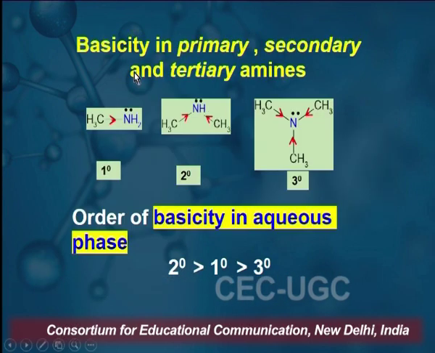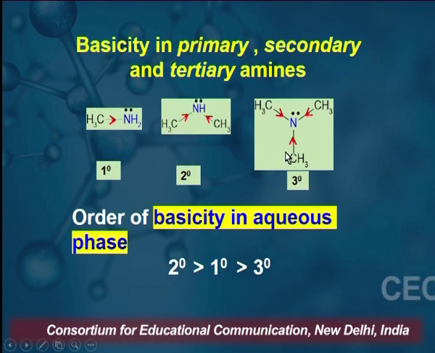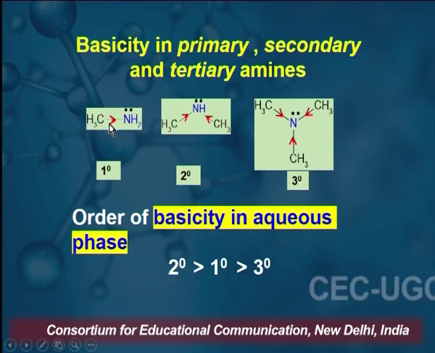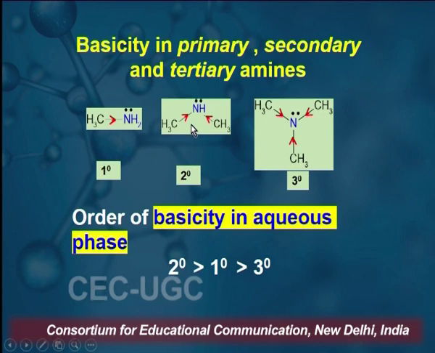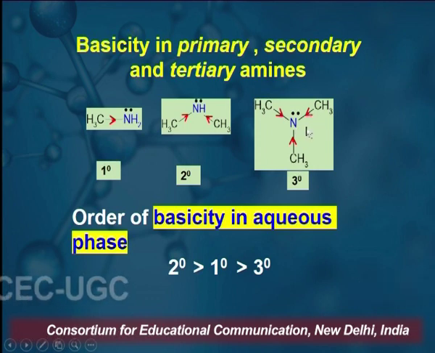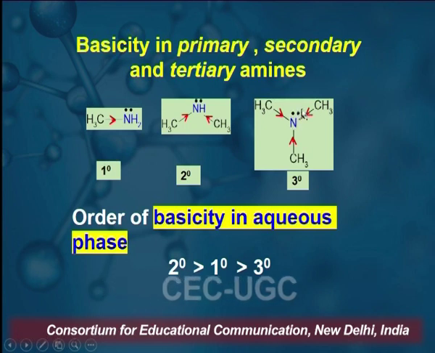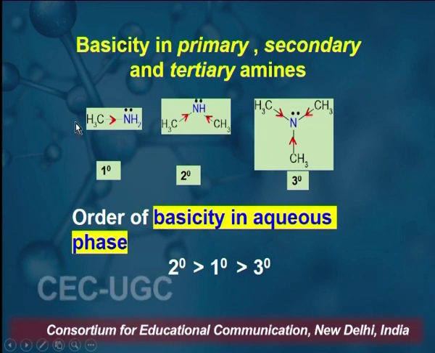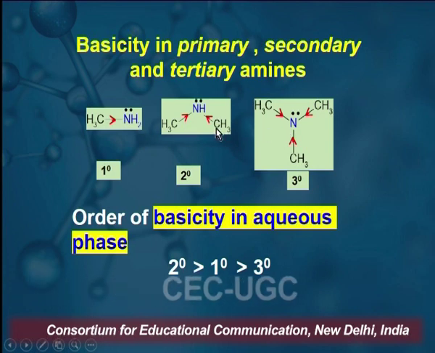Next, let us compare the basicity in primary, secondary and tertiary amines. In primary amines, we have an alkyl group attached to nitrogen. The alkyl group has a plus I effect. In secondary, two alkyl groups are attached, so there will be an increased plus inductive effect, electrons will be released more. And in case of tertiary amine, three alkyl groups are attached to nitrogen, so electron density on nitrogen will be further increased in presence of three alkyl groups exhibiting a plus I effect. Now, as per this, the order of basicity should be that tertiary should be more basic than secondary.